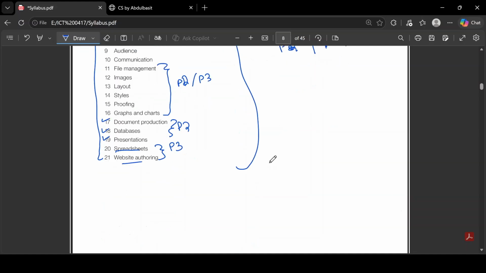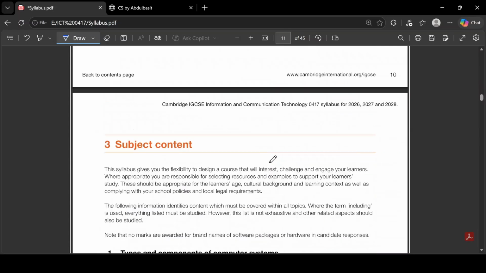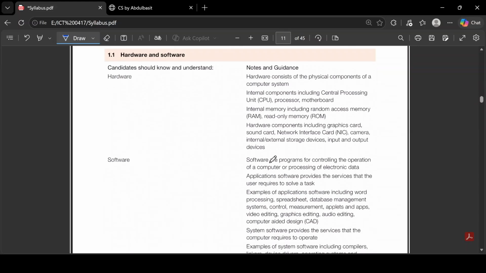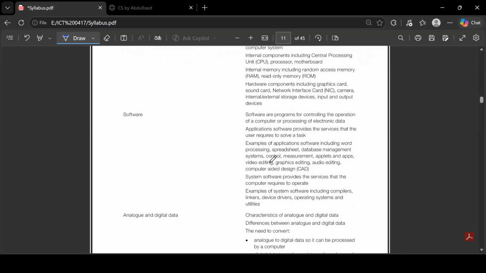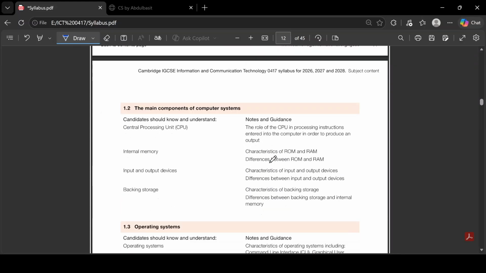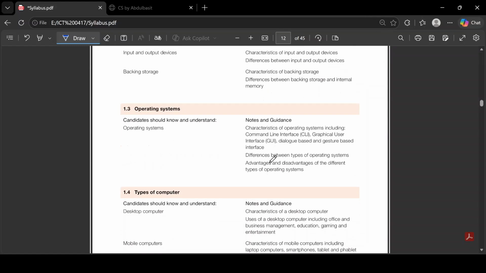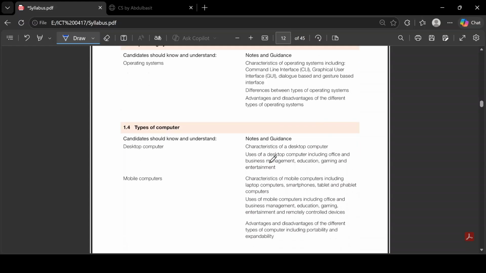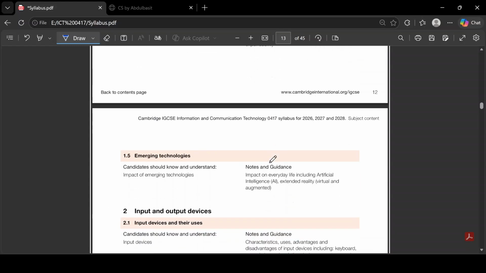Now moving towards the content in more detail. We have chapter 1, which is further divided into 1.1, 1.2 and so on. We have to cover hardware, software, analog data. Then 1.2, in which we will discuss the central processing unit, internal memories, input-output devices and backing storage. Then for operating systems, 1.3, we will discuss GUIs and CLIs. For 1.4, we will understand the characteristics of desktop and mobile computers. 1.5 is related to emerging technologies, which include artificial intelligence.